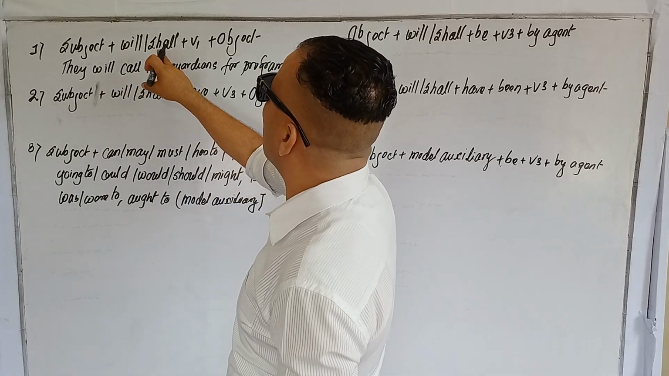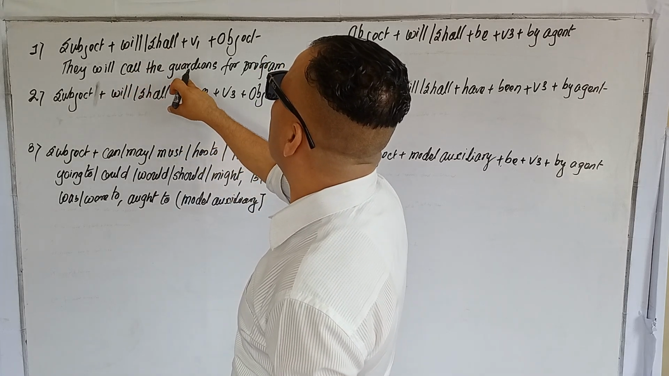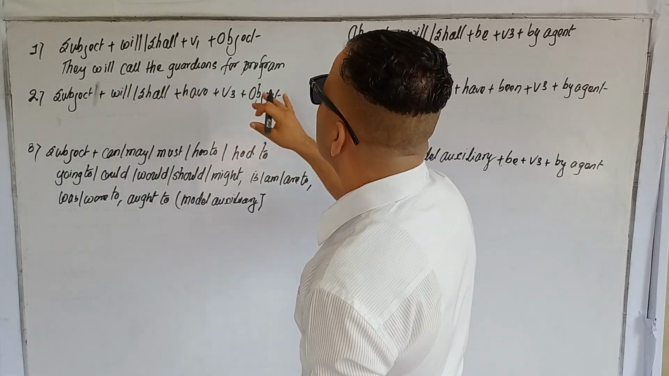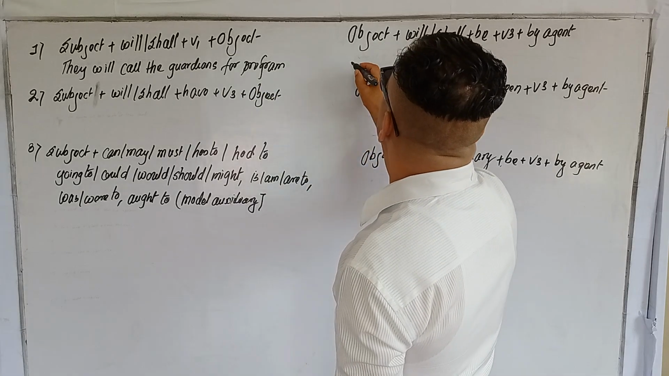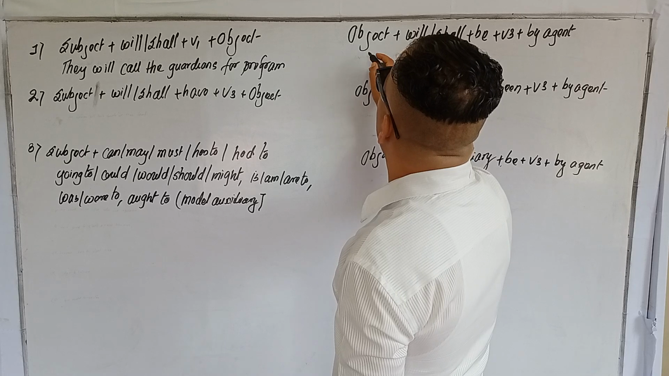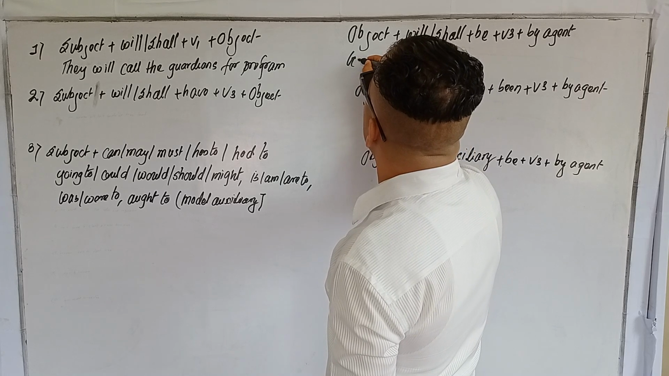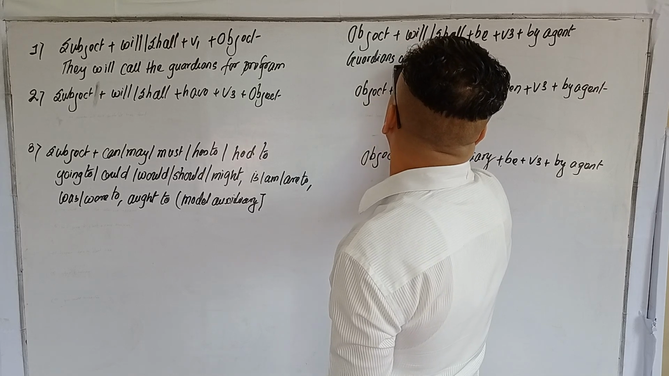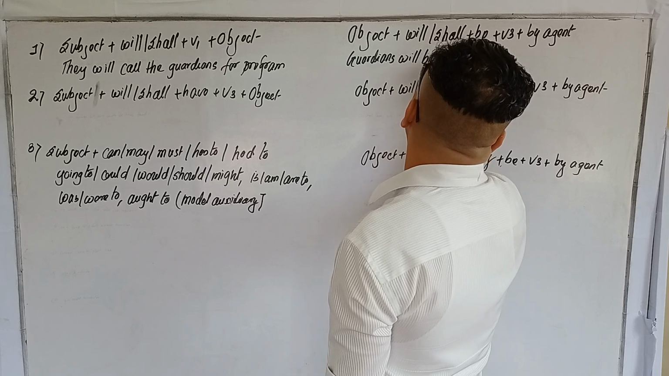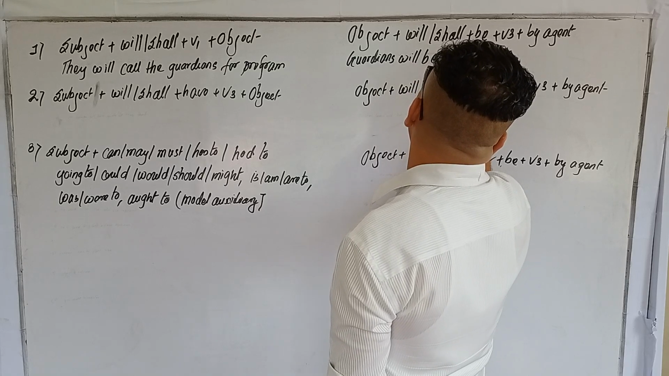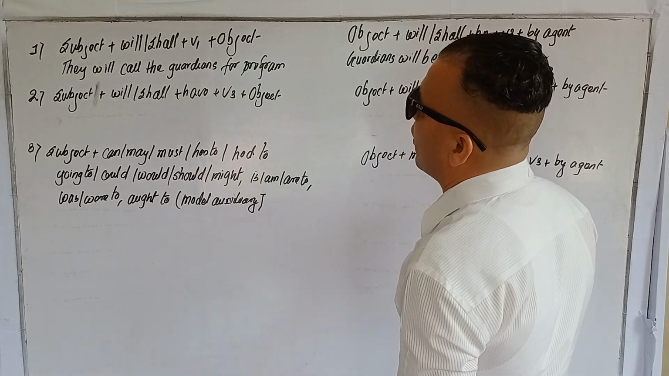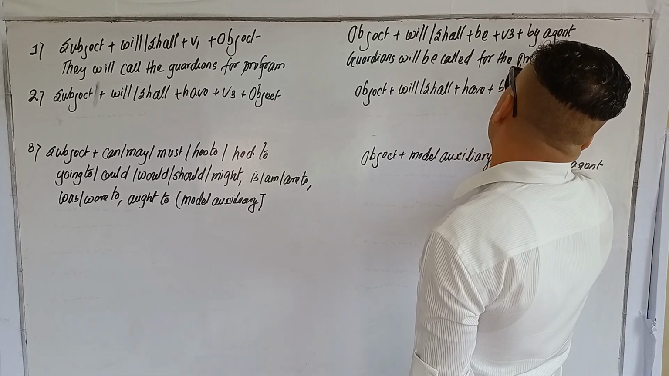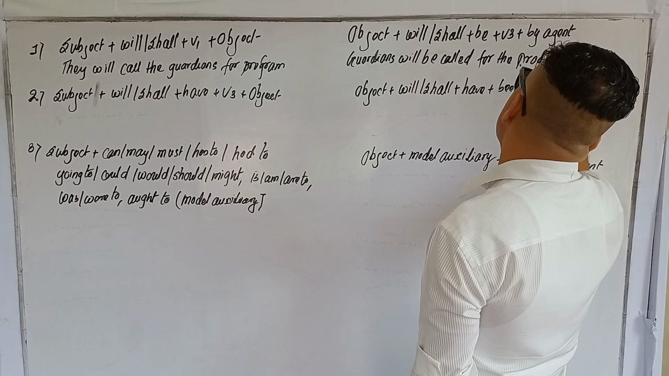They will plus V1. The program is the object. Okay, the guardian is the object. Guardian will be called for the program by them.